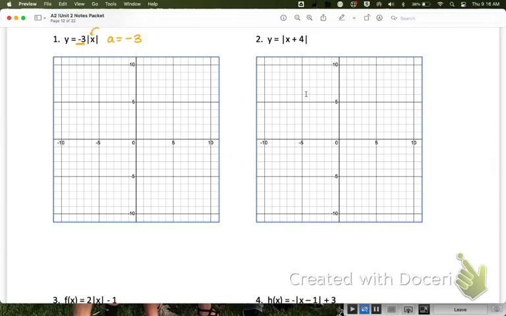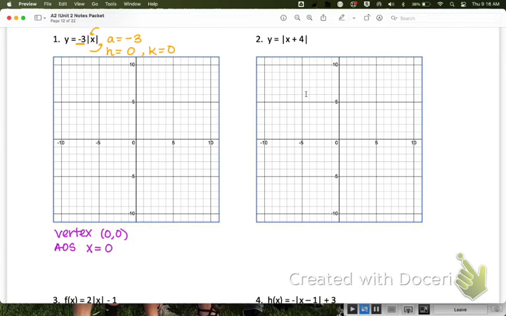I don't have anything plus or minus the x on the inside, so that tells me that h is 0. I also don't have anything plus or minus on the outside of the absolute value, so that also tells me that k is 0. So what do I know then? I know that my vertex is 0, 0, because my h and k are 0, 0. I also know that my axis of symmetry is going to be x equals 0.